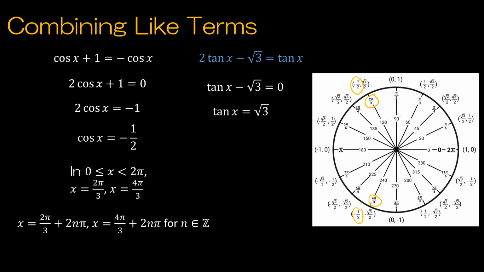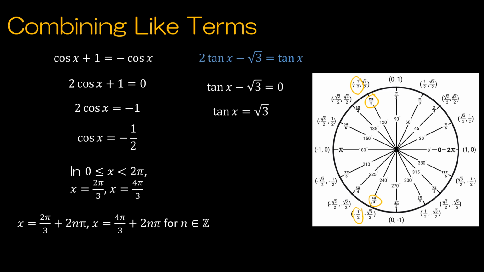And that makes perfect sense because we know the period of tangent is pi. So all of our solutions are going to be pi distance apart. And so our final solution is pi divided by 3 plus n pi for all n that are integers.